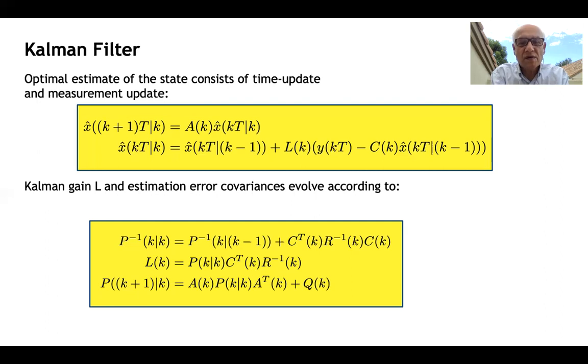This L is calculated using propagation of the covariances. So the first equation in the second half of the slide tells you how you propagate the covariance of the state error at time k given all information up to time k. So P inverse of k given k is basically a notation for the covariance of the error in estimation. And that propagates as P inverse of k given k minus 1, so what you knew up to k minus 1, and then you add to it a term corresponding to C times R inverse. Now what is R? Remember, R is the covariance of the measurement noise.